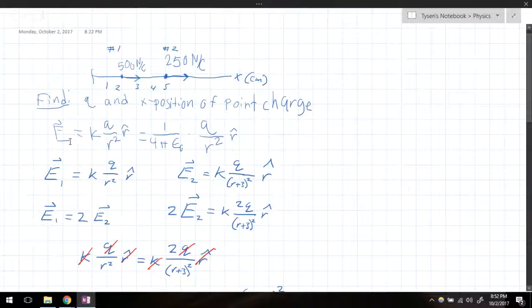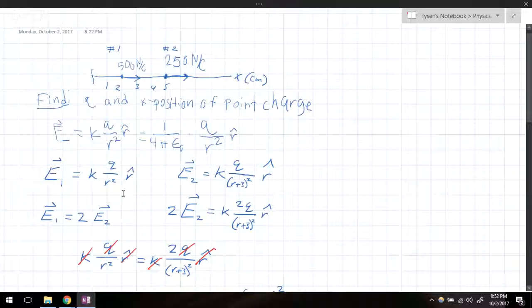So the basic equation we'll be using is E vector equals K times Q over the radius squared with R hat. R hat is just a designator pointing the direction. In each case here, the direction is in the positive x direction. We do want to note that K equals 1 over 4 pi epsilon naught, but that's too much to write, so we'll just use K.